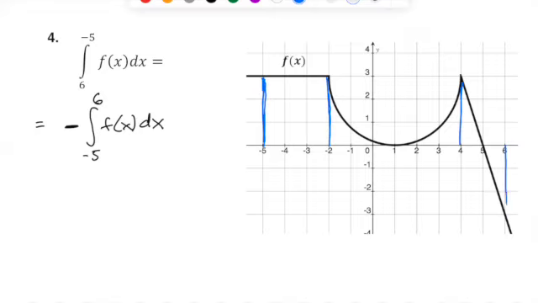We're going all the way from -5 to 6. And notice we got a lot of positive area. We've got this right here, that's a big fat rectangle. Actually it looks like a square, a 3 by 3 square.